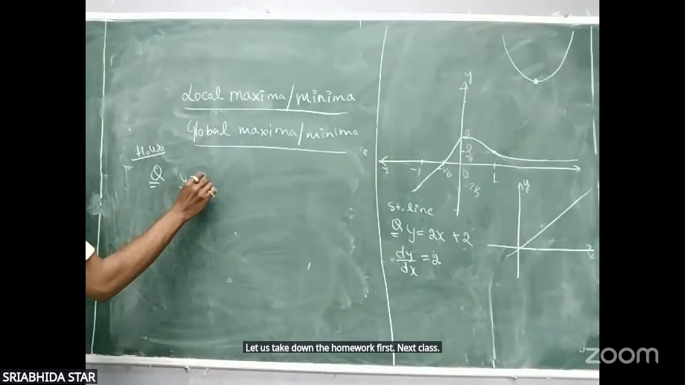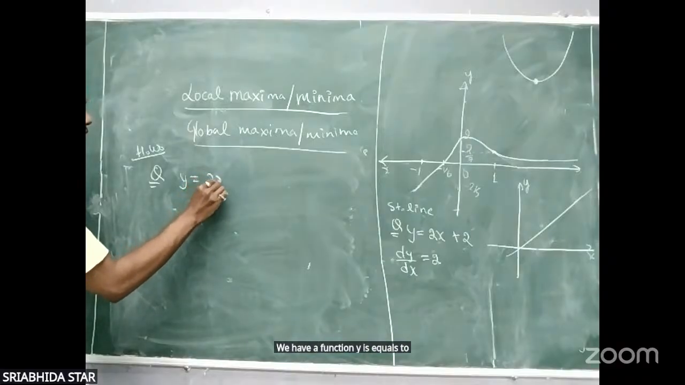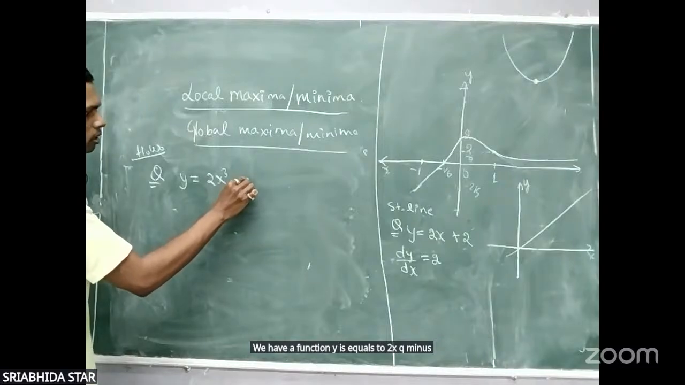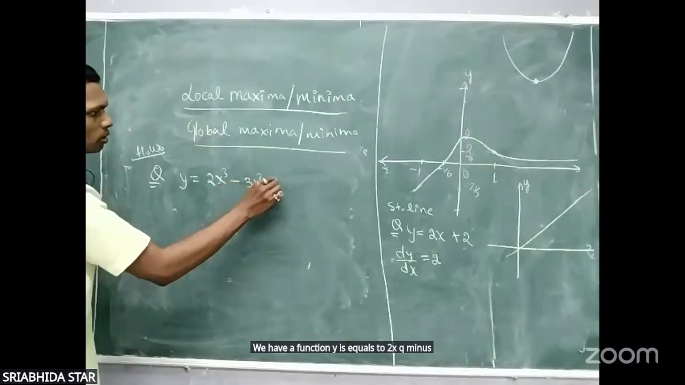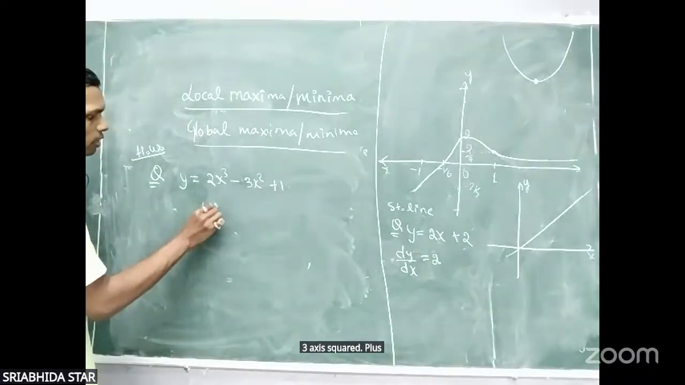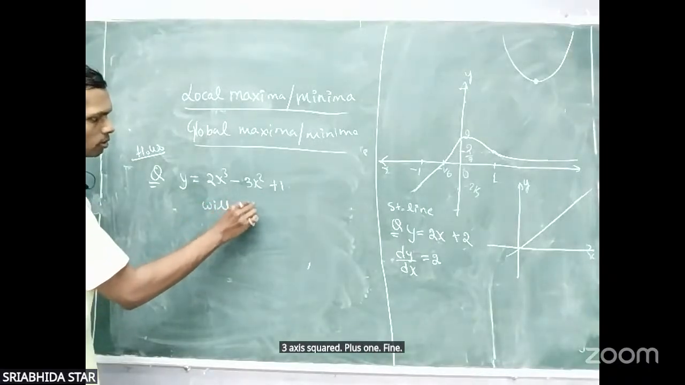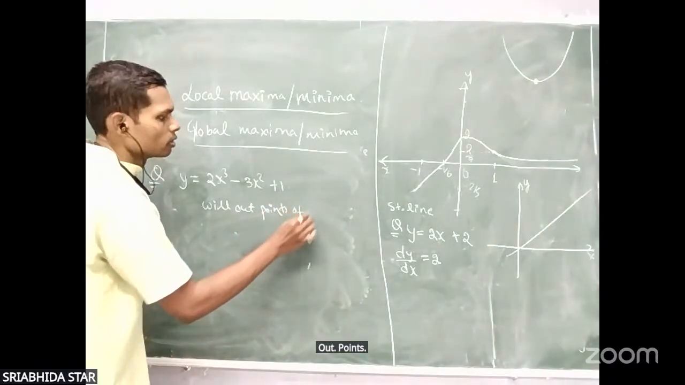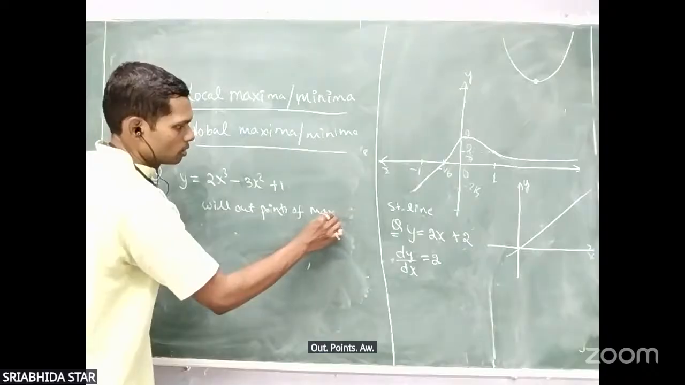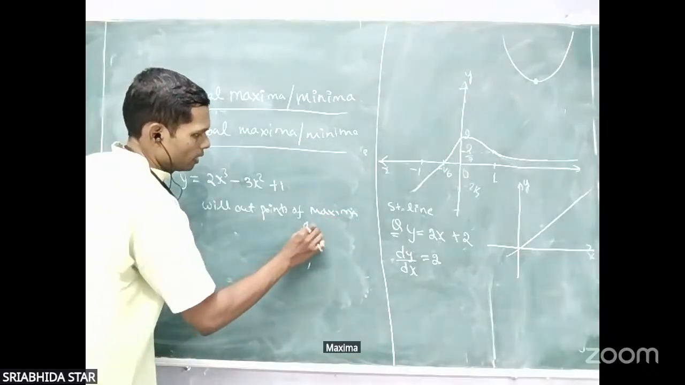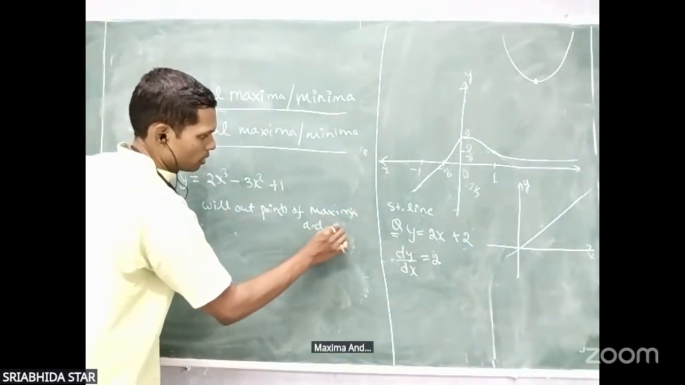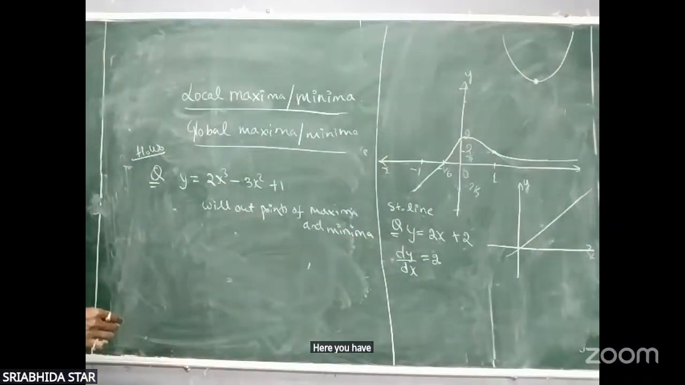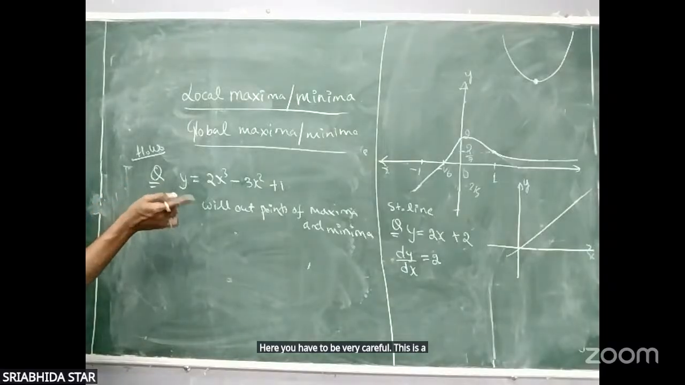We have a function y equals to 2x cube minus 3x square plus 1. Find out points of maxima and minima. Here you have to be very careful. This is a very good question. You'll get 2 points for that.